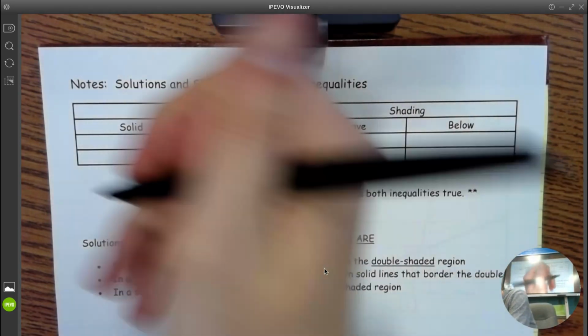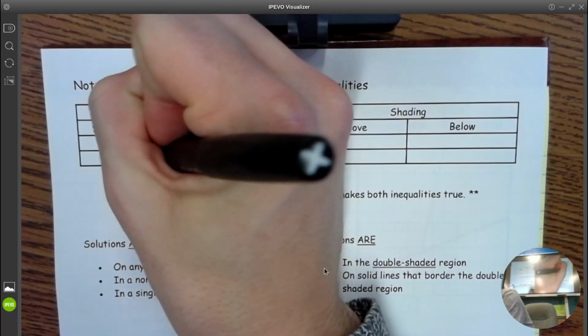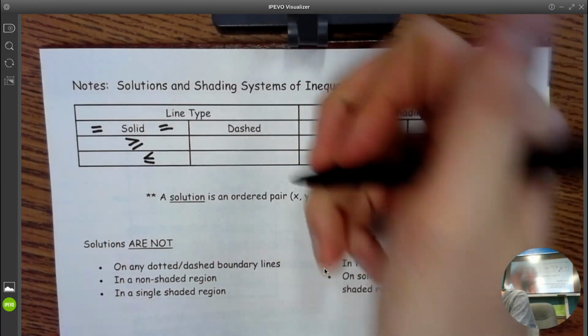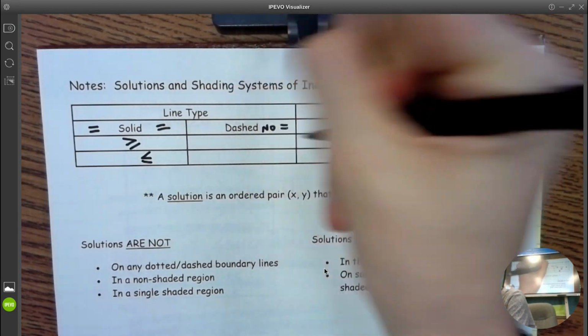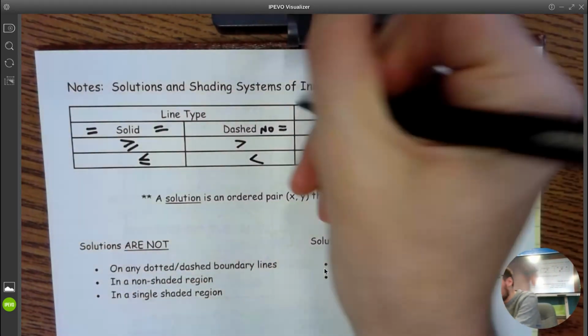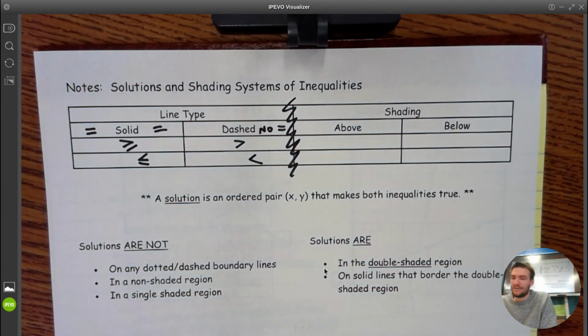We have solid lines. Solid lines come from equal signs. So we're going from greater than or equal to, less than or equal to. We've got dashed. These are no equal signs, like a boring greater than, boring less than. Again, this is stuff that we've already talked about a couple times. You've kind of already hopefully started to memorize.